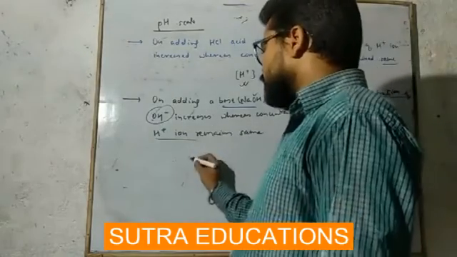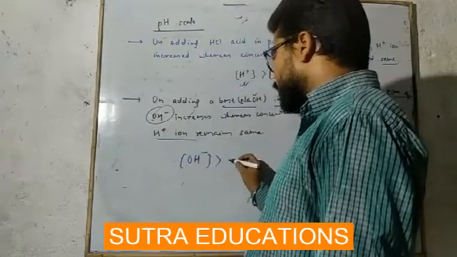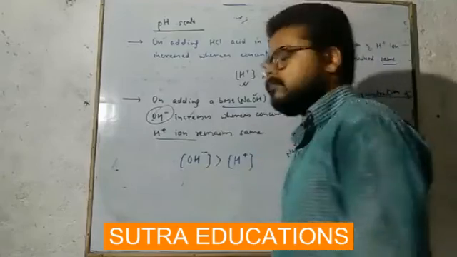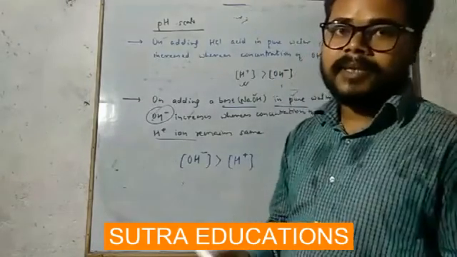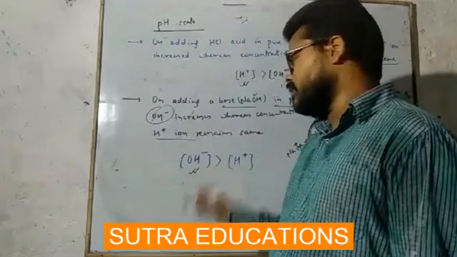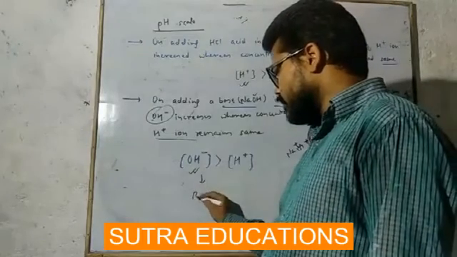So this time what is happening? This time the concentration of OH minus is more than the concentration of H plus ion. OH minus means basic nature, H plus means acidic nature. So here basic nature is more than acidic nature. So it is basic in nature.